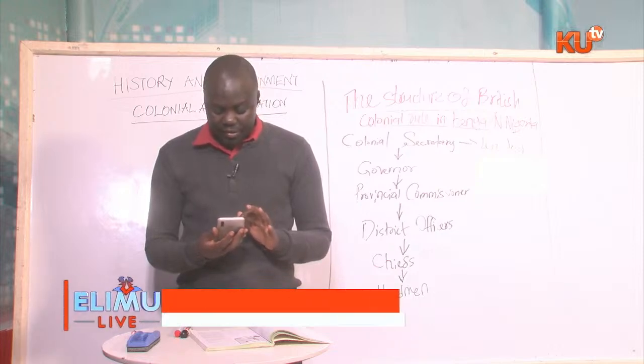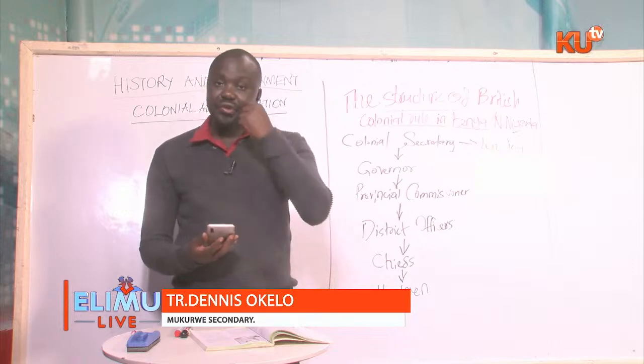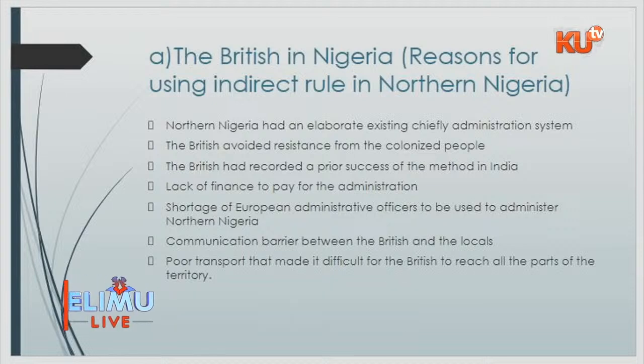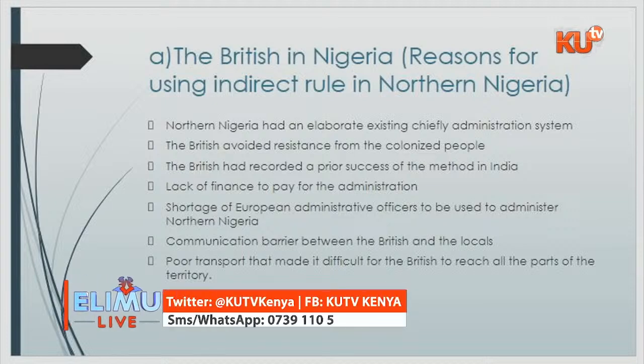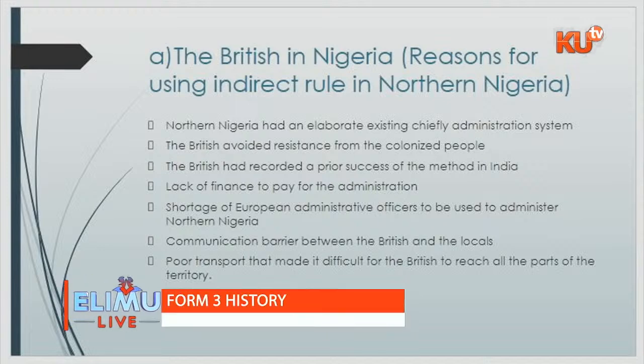Then again, the last one was poor transport that made it difficult for the British to reach all parts of the territory. Now, northern Nigeria is a vast domain, a vast part of the country that lacked a proper transport system like railways and proper roads. So for the British rule or the British authority to reach the farthest ends of northern Nigeria, they needed local rulers who could penetrate whatever they wanted into the various parts of Nigeria.